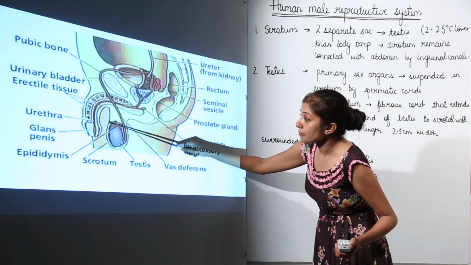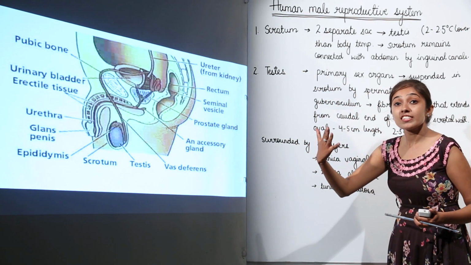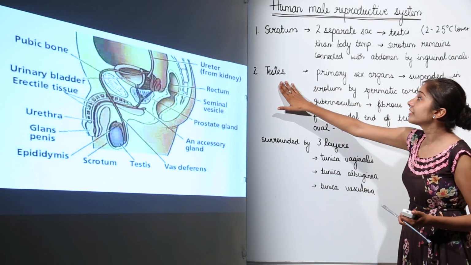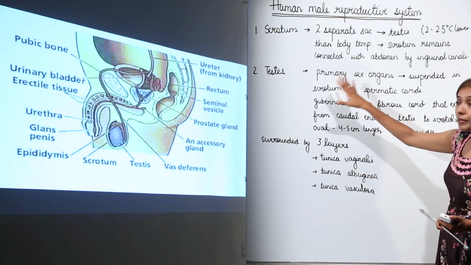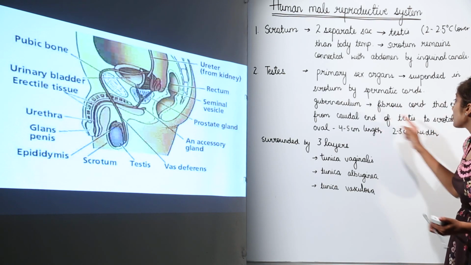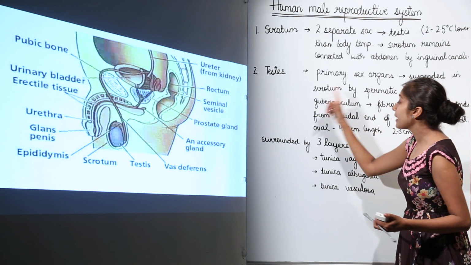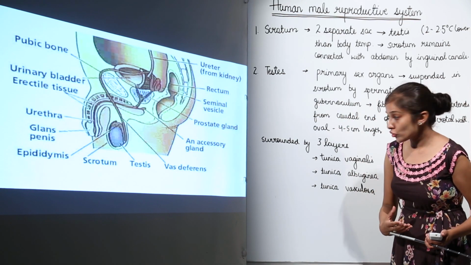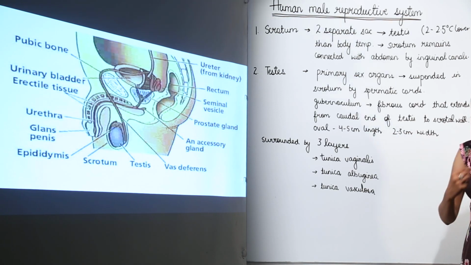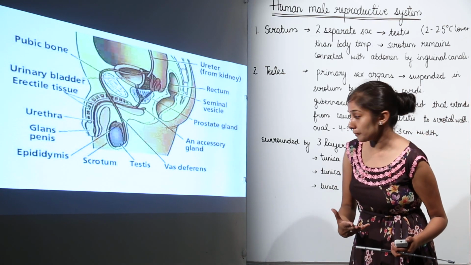What was scrotum? It was the pigmented pouch hanging outside the abdominal cavity, right? Then we have testis. Testes are the primary sex organs suspended in scrotum by spermatic cords, and we have a fibrous cord that extends from the caudal end of testes to the scrotal wall which we call gubernaculum. The testes are oval in shape, 4 to 5 centimeter length and 2 to 3 centimeter width. So what is the trick? Just remember these points. You will be able to expand these points when you write an answer.